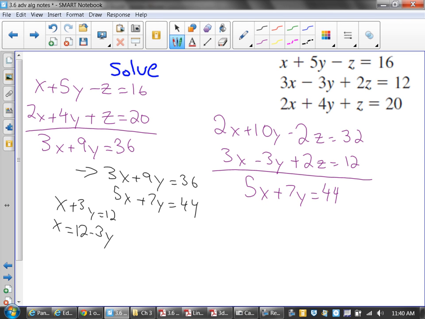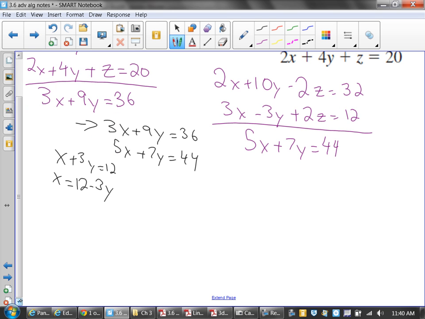Now, could you have done a linear combination with the 3, 9, and 36, 5, 7, and 44? You know, multiply the top by 5, the bottom by 3, and subtract? Absolutely. There's no rule that says you can't. You can do whatever method you feel more comfortable doing. Me, I think it's a little easier when I see something that has coefficients in common, you know, they all have the same multiplier, to set it up a little bit quicker.